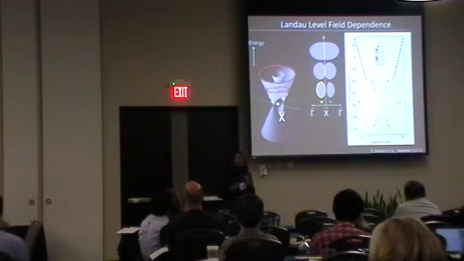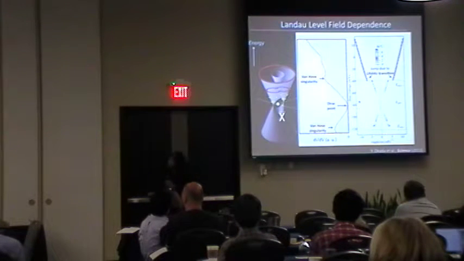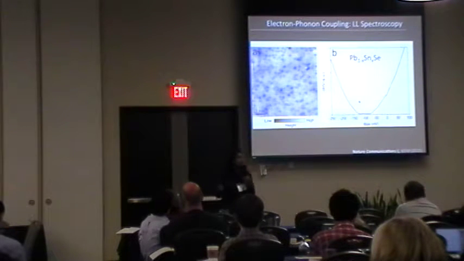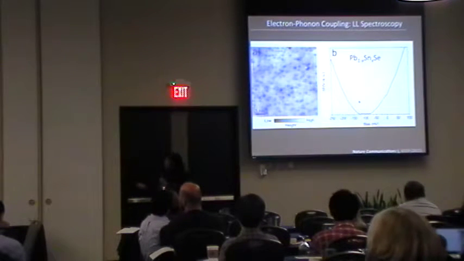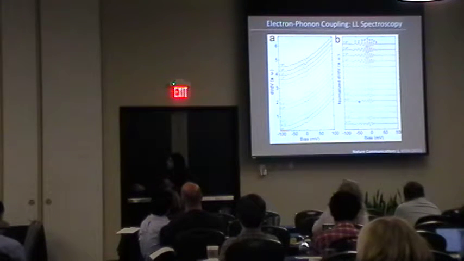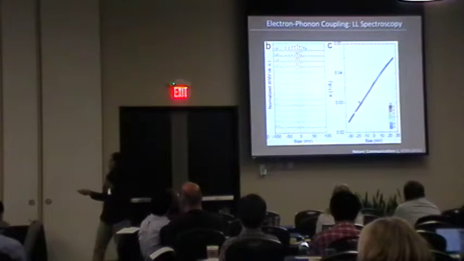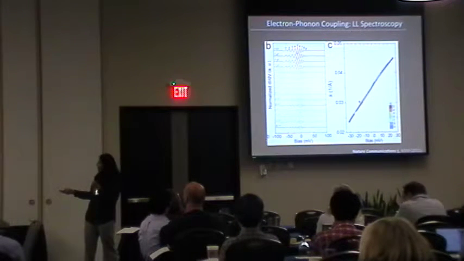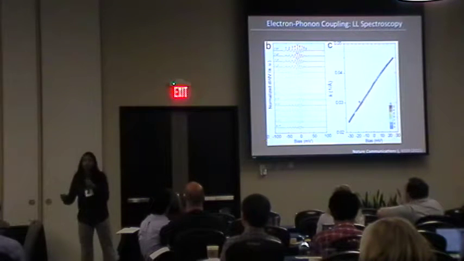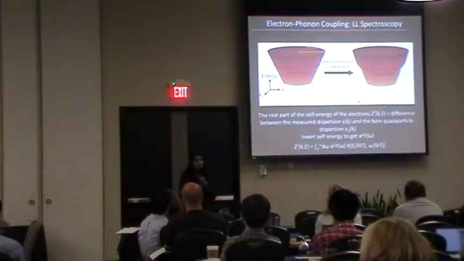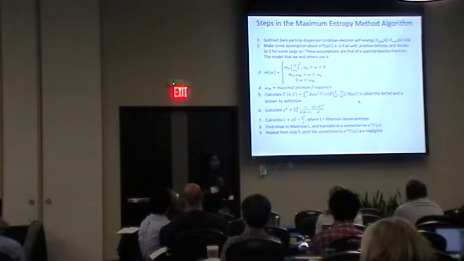Now let's see what this technique does for us in terms of understanding electron-phonon coupling. So here's lead-tin selenide again. Turn on the field, get the Landau levels, plot the Landau levels as a function of magnetic field, and now notice each of these dots is a data point. And if you look very carefully, here's the Fermi energy. There's a tiny wiggle about the Fermi energy. Okay? And now we want to use this wiggle to get information on electron-phonon coupling.